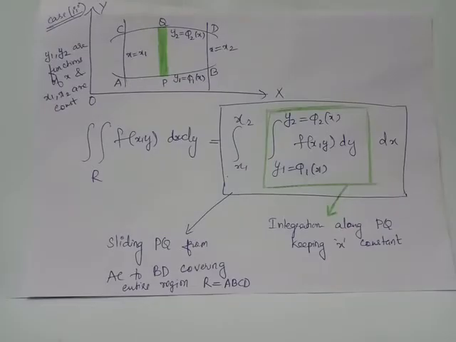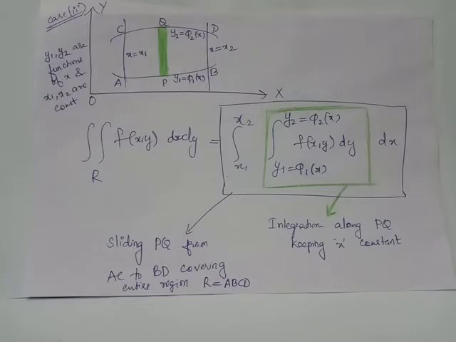Now let us discuss case 2. Here we have x1 and x2 as straight lines which represent constant limits, and y1 and y2 are curves which are non-constant limits, that is, y1 and y2 are functions of x. Whenever y is the variable having non-constant limit, we will consider a vertical strip. Here the strip PQ has a width delta x.